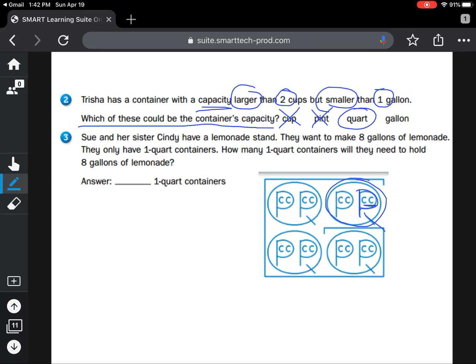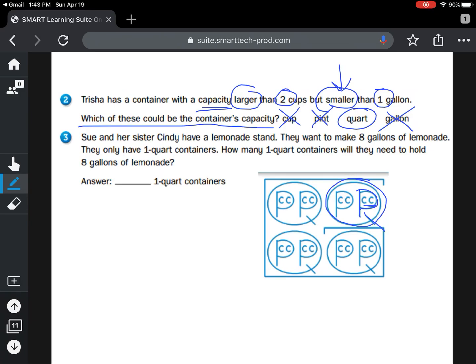Then the last option is a gallon. That one can't be the answer because the problem says it has to be smaller than a gallon. This mystery container is smaller or less than a gallon, so a gallon container will not work. The quart container is the correct answer.